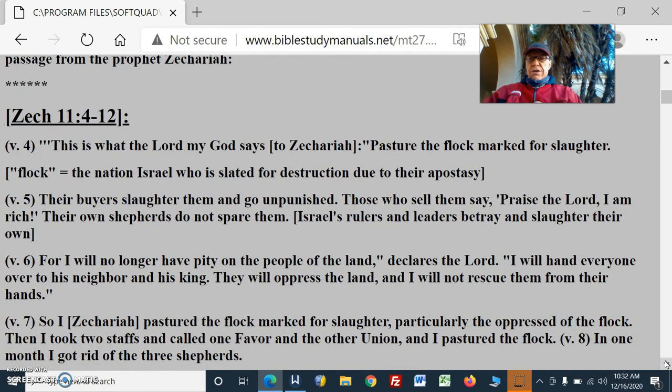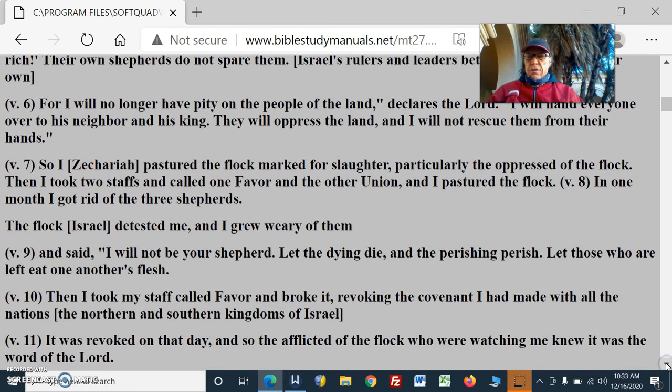And here we go. This is what the Lord my God says to Zechariah, pasture the flock marked for slaughter, the flock of the nation Israel, who is slated for destruction due to their apostasy. Their buyers slaughter them and go unpunished. Those who sell them say, "Praise the Lord, I am rich." Their own shepherds do not spare them. Israel's rulers and leaders betray and slaughter their own. For I will no longer have pity on the people of the land, declares the Lord. I will hand everyone over to his neighbor and his king. They will oppress the land, and I will not rescue them from their hands. And then we go to the passage.